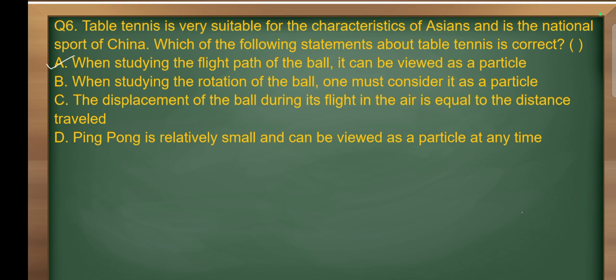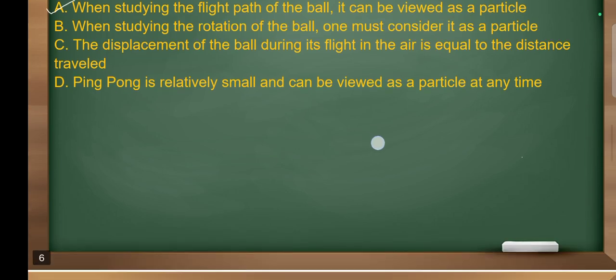In option B, during the rotation we cannot treat it as a particle because rotation depends on size and shape. So this option is incorrect. Option C is also wrong because distance and displacement are not always equal. Displacement is the shortest path while distance is the actual path traveled. Option D is also wrong because the ball cannot be treated as a particle in all situations, especially when rotation is involved. So, accordingly, option A is correct.